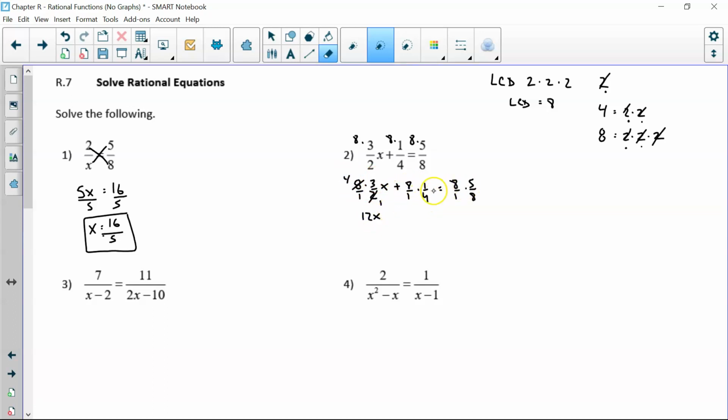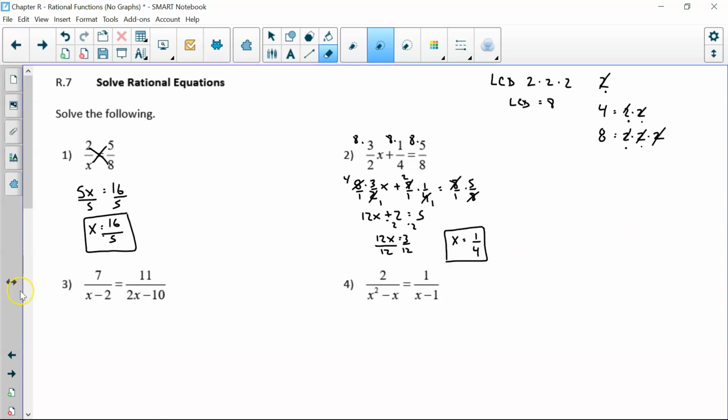8 on top, 4 on the bottom. The 4 becomes a 1. 8 becomes a 2, so it becomes plus 2. Equals, the 8's cancel, 5. So we get 12x plus 2 equals 5. Subtract 2 from both sides. 12x equals 3. Divide both sides by 12, and we get x equals 1/4. And there's our answer. We got rid of all the fractions.